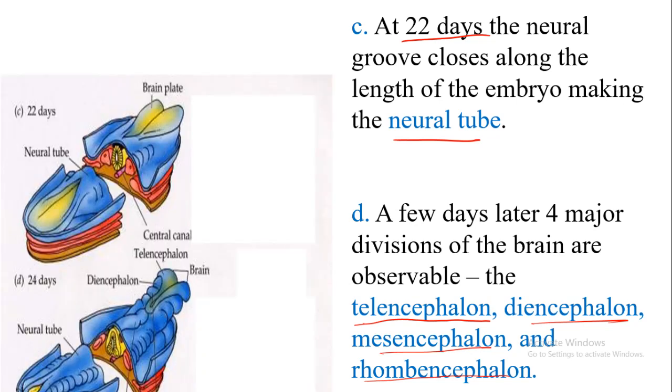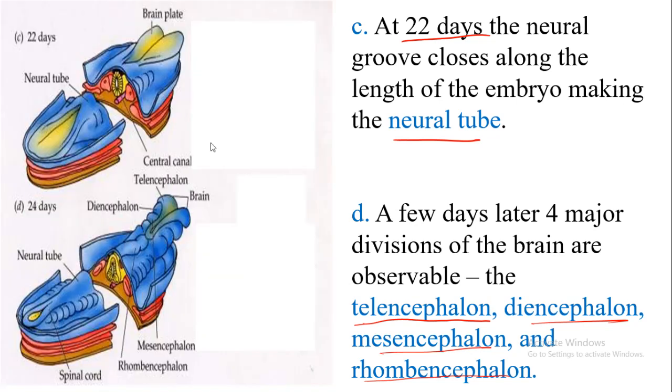So let's quickly look at how the picture of these guys will look. By day 22, what is there? The neural tube, which has already been formed at this region. Then, after some days, we need to expect the appearance of the telencephalon, diencephalon, mesencephalon, and the rhombencephalon. Take note of that. So let's quickly look at what happens next.